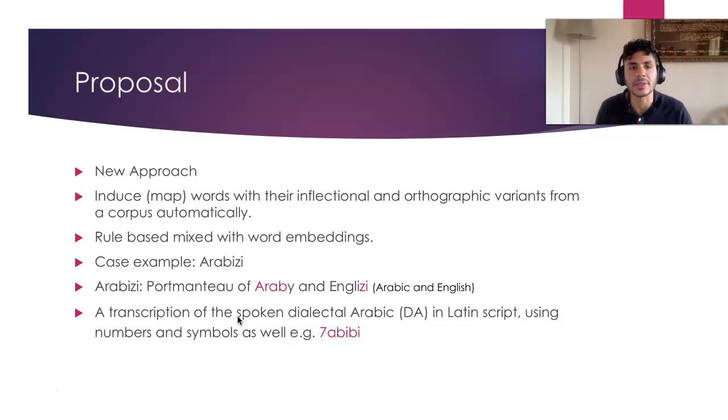Our proposal is to induce words with their inflectional and orthographic variants from a corpus automatically. We do that using a rule-based approach mixed with word embeddings. Our case example is Arabizi, which is a portmanteau of Arabi and Inglesi, meaning English. It's a transcription of the spoken dialectal Arabic in Latin script using numbers and symbols, such as this word, habibi.